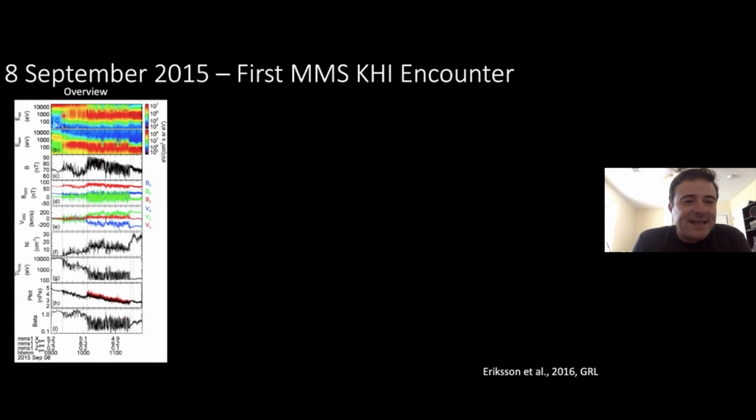And so what we can see here is on the left, we have very hot ions and electrons, very low density, and very slow speed in the flow.